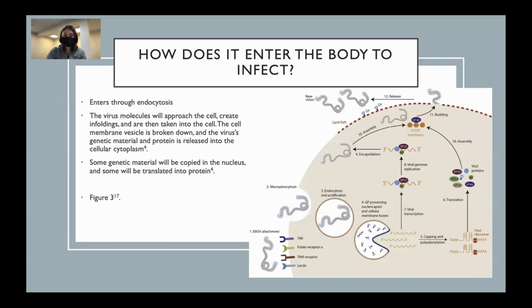Now, how does Ebola enter the body to infect it? It does this through a process called endocytosis, which is depicted in the image to the right. The virus molecules will approach the cell, create infoldings, and are then taken into the cell. This is seen in steps 1 through 3. The cell membrane vesicle is then broken down, and the virus's genetic material and proteins are released into the cellular cytoplasm. Some genetic material will be copied in the nucleus, and some will be translated into proteins.